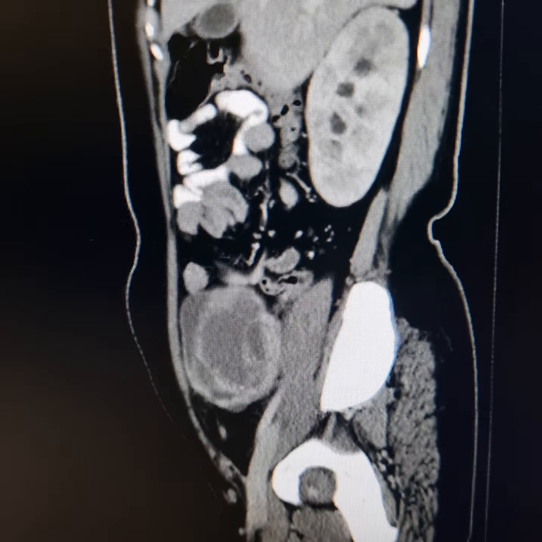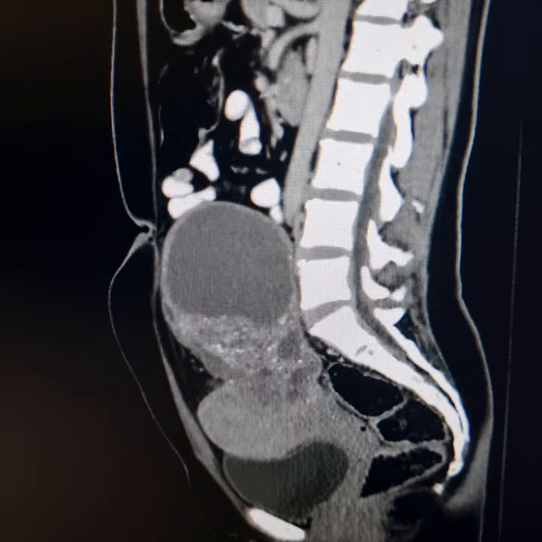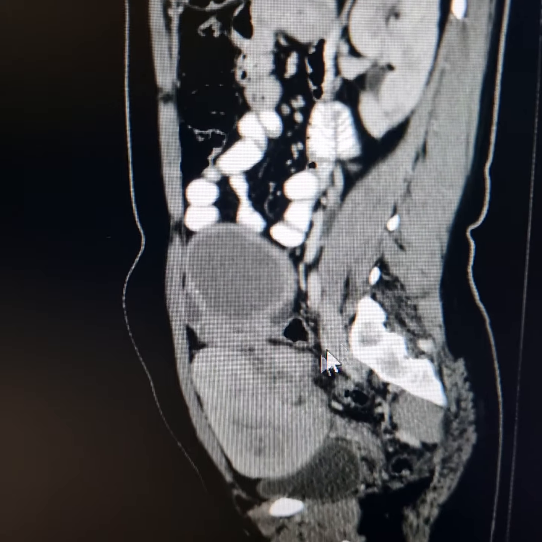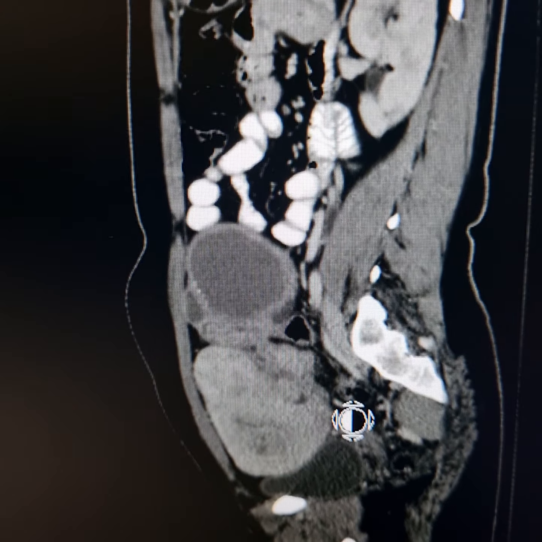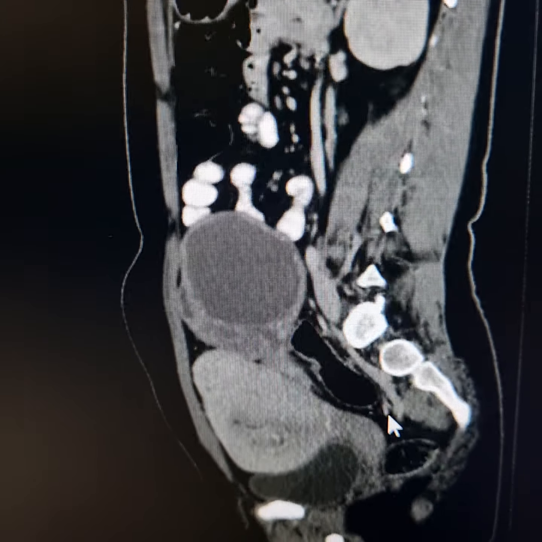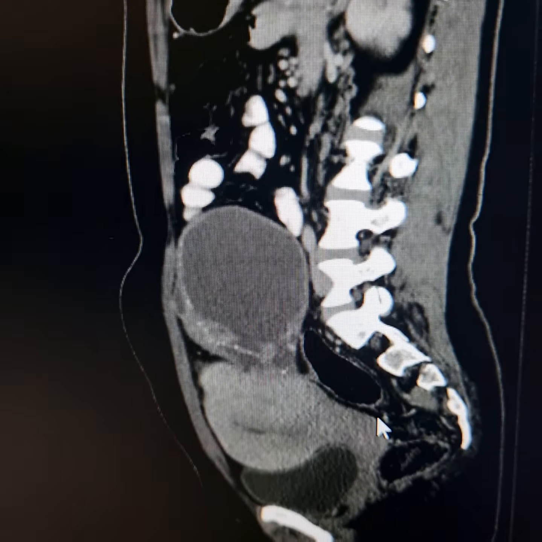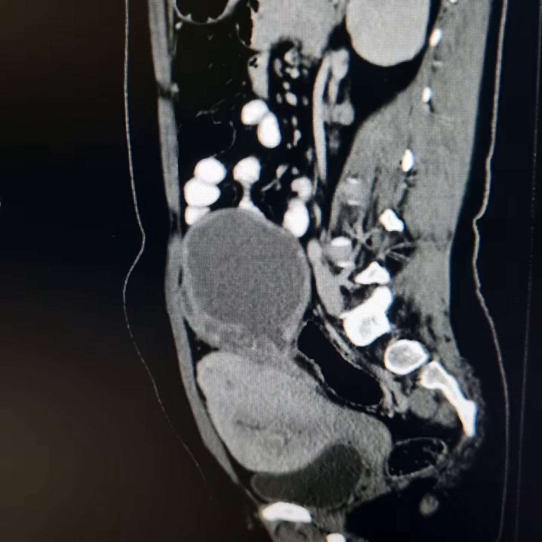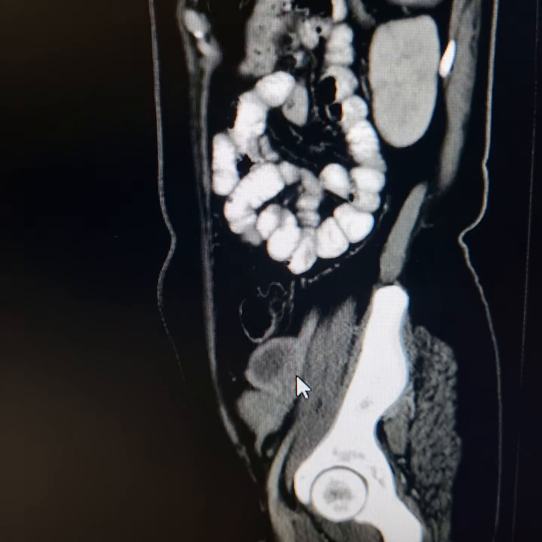This is the sagittal scan. Same findings. This is a subserosal fibroid, this one here, involving the posterior wall of the fundus of the uterus. The rest of the uterus is essentially normal. Now this is the left ovarian mass.